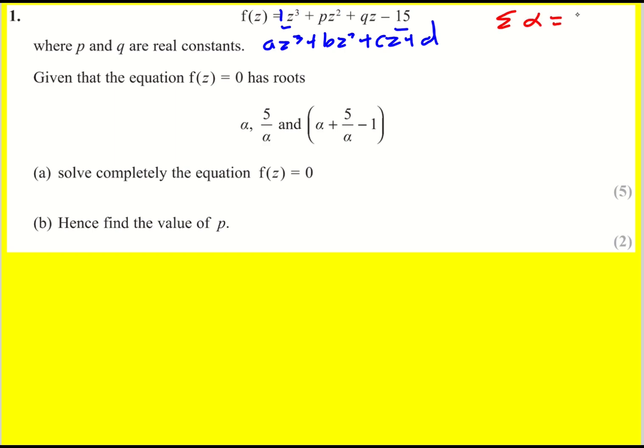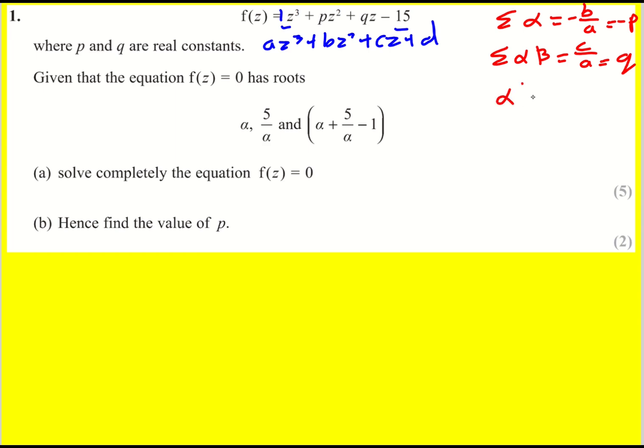The sum of the roots is minus b over a in general. That is a formula to remember. In this case, it's going to be minus p over 1, or just minus p. That is going to come back in later on when we'll find out p. That's going to be an efficient way of doing it anyway. The sum of the pairs is then c over a, which is just going to be q.